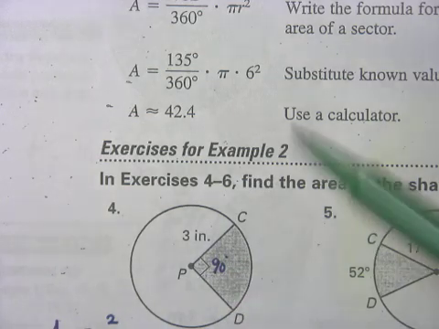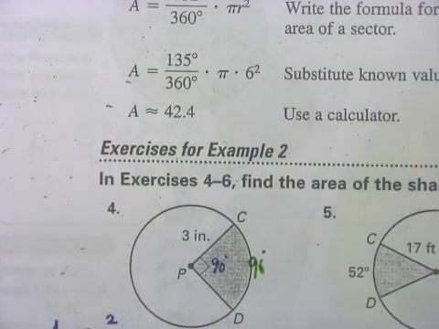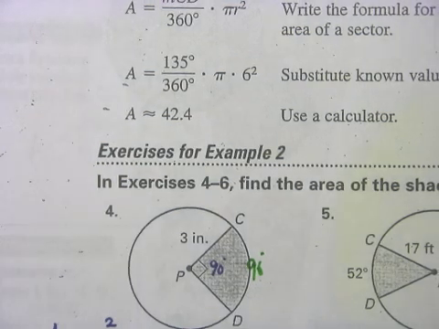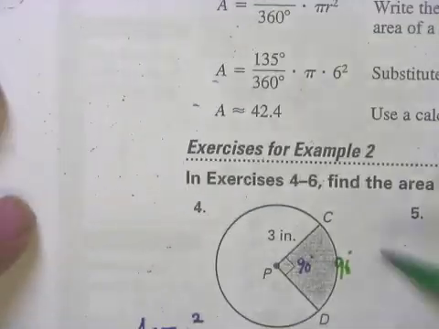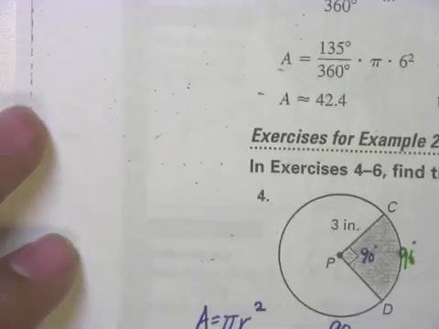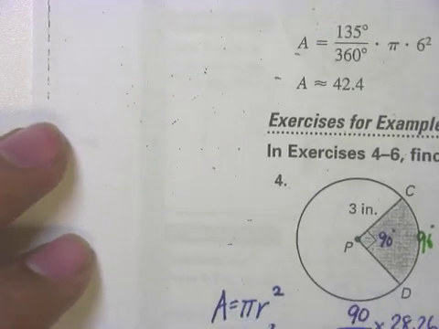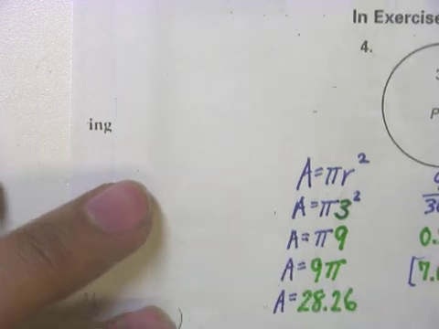Let's look at another example. Here I have a circle P with a radius of 3 inches. They tell me that this is a right angle here, so I know that this is 90 degrees. And so is this arc here. Arc CD is also 90 degrees. And they want to know what is the area of this shaded sector here.